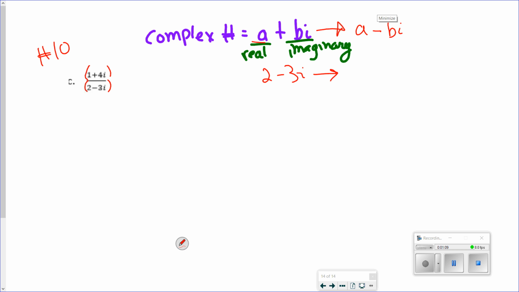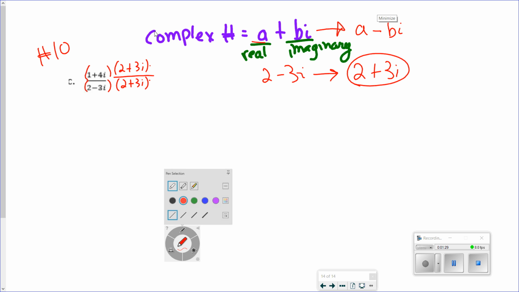So in this example, our complex number is 2 minus 3i. So its conjugate would be 2 plus 3i. So this is what I'm going to multiply the top and the bottom of the fraction by. And the reason why I need to multiply both the top and the bottom is that now I'm just multiplying by a fraction of 1. I have the same thing on top and bottom, so I'm multiplying by 1. It's just a fancy version of 1.